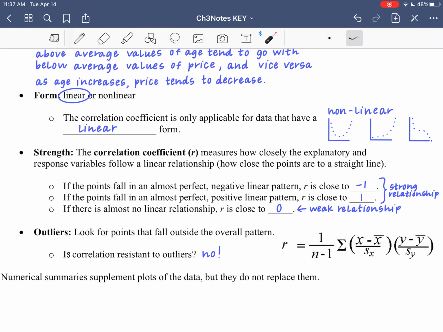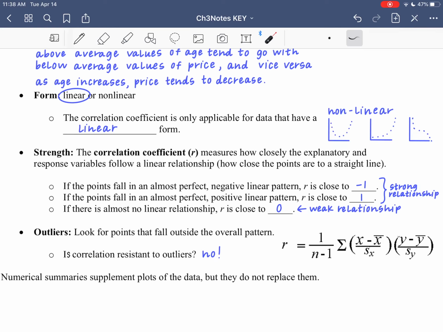Now R does take a certain value. It's just a single number, but it does take into account every single point on that scatter plot, or every single piece of data in that sample. So this may or may not be familiar to you, but R, our correlation coefficient, can take a value between -1 and +1. The closer the value is to -1 or +1, the closer the data points fall to a perfect straight line.